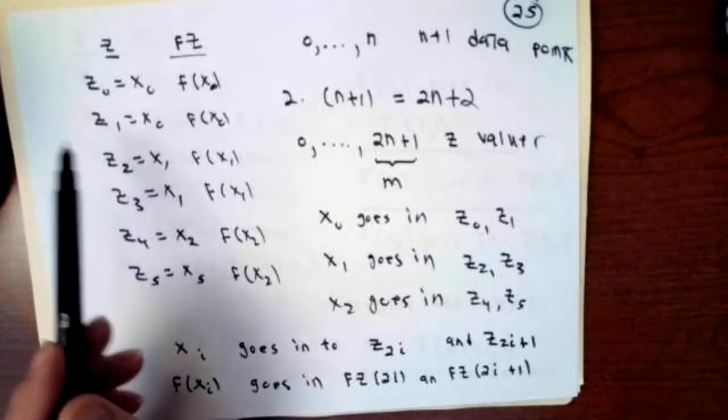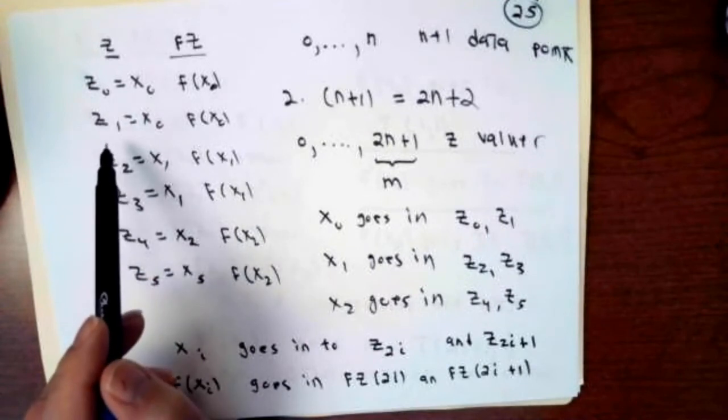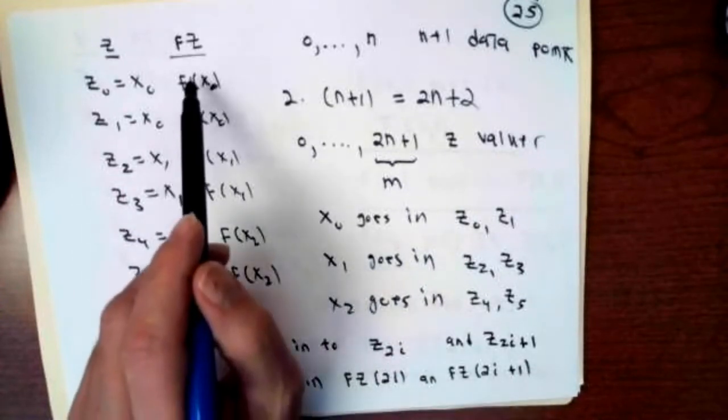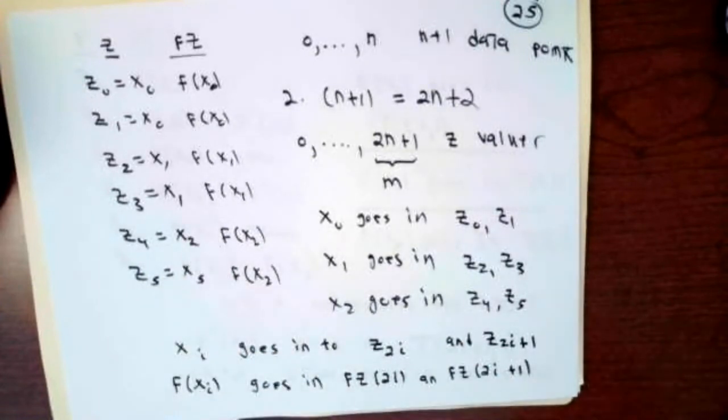But not only that, x number i is stored into the next one after that in the z array as well. x number i is going to get stored into z number 2i and z number 2i plus 1. Since the indexing on the function values is the same as that for the z values, function value number i will get stored into function value number 2i and function value number 2i plus 1.